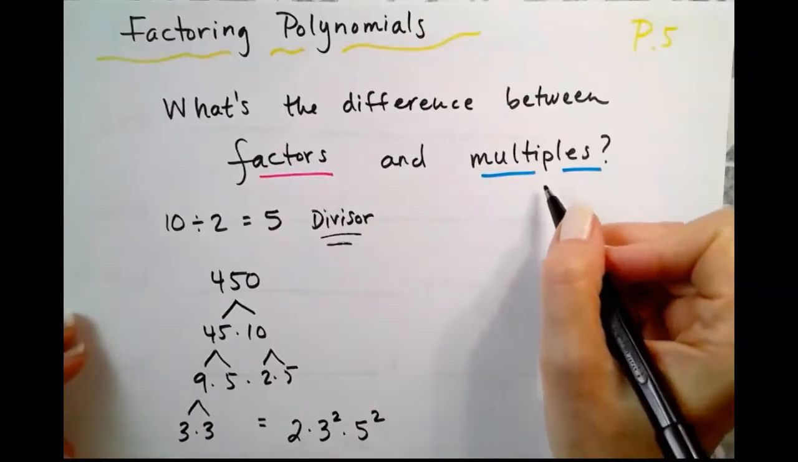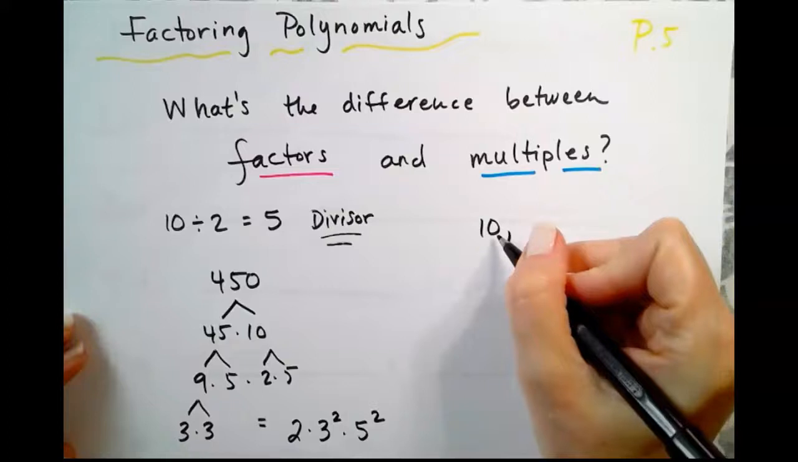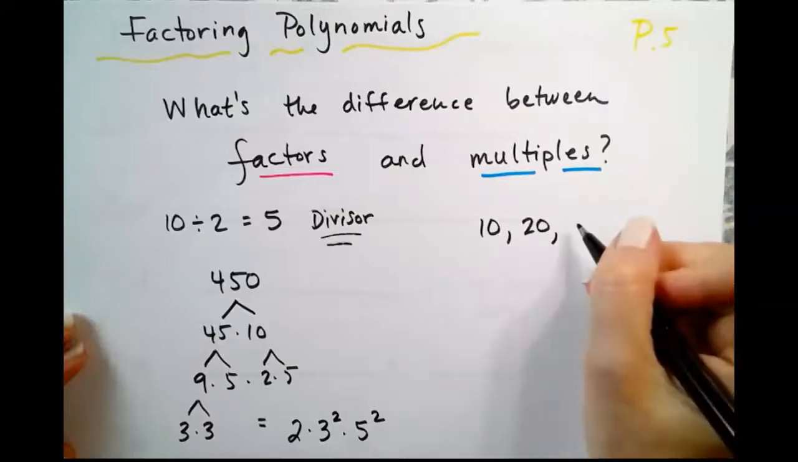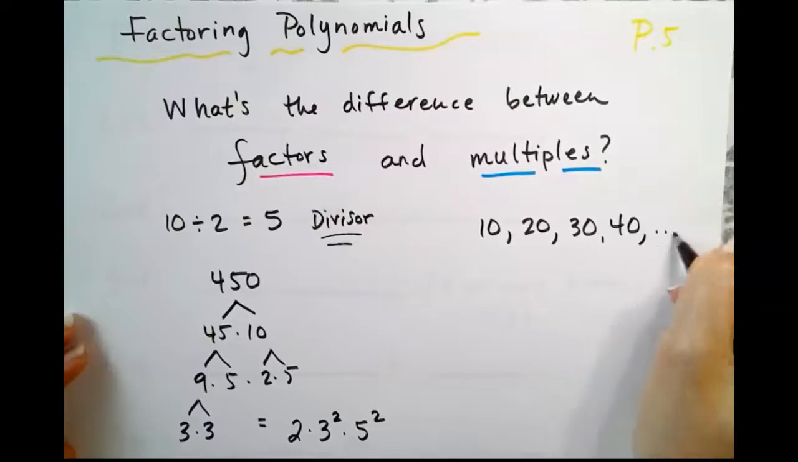The flip side, multiples. Obviously, multiples of 10: 10 times 1, 10 times 2, 10 times 3, 10 times 4. Multiples are infinite. Integral multiples go on to infinity. Factors have a limited number.